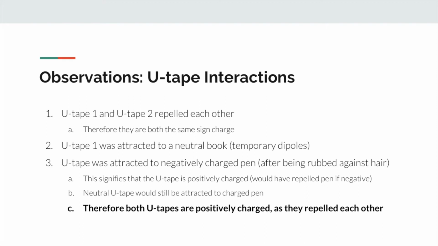that they are both the same sign charge. Additionally, the U-tape was attracted to a negatively charged pen, which signifies that the U-tape is positively charged. Therefore, both U-tapes are positively charged as they repelled each other.